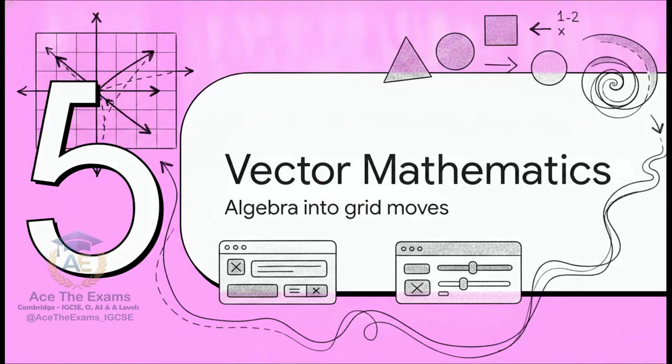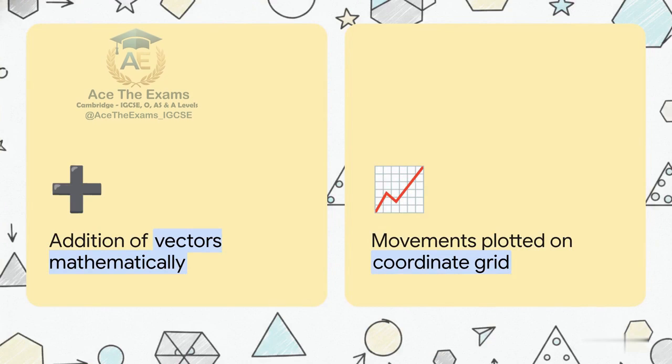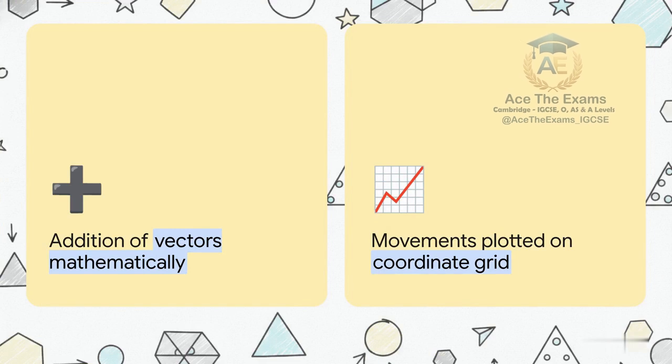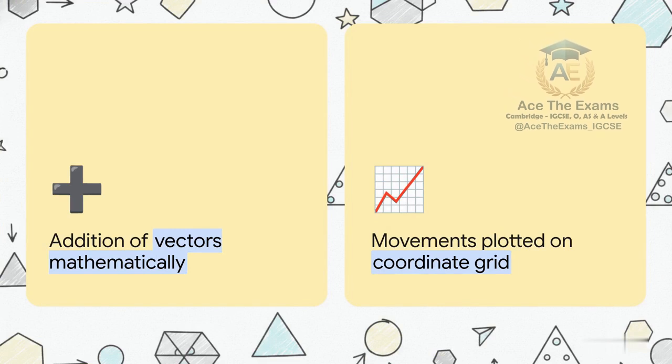Finally, let's look at Step 5, visualizing vector mathematics. This is another area in the 0580 syllabus where students completely misunderstand the core concept and lose basic marks. Let's compare pure algebraic addition to visual representation. On the left, we have algebraic vector addition. You take vector (-3, 5) and add it to vector (4, 1).